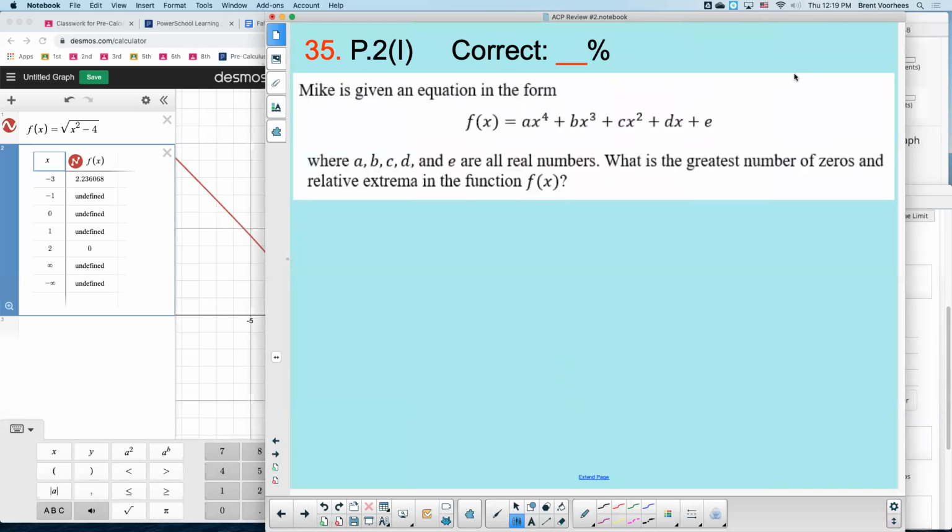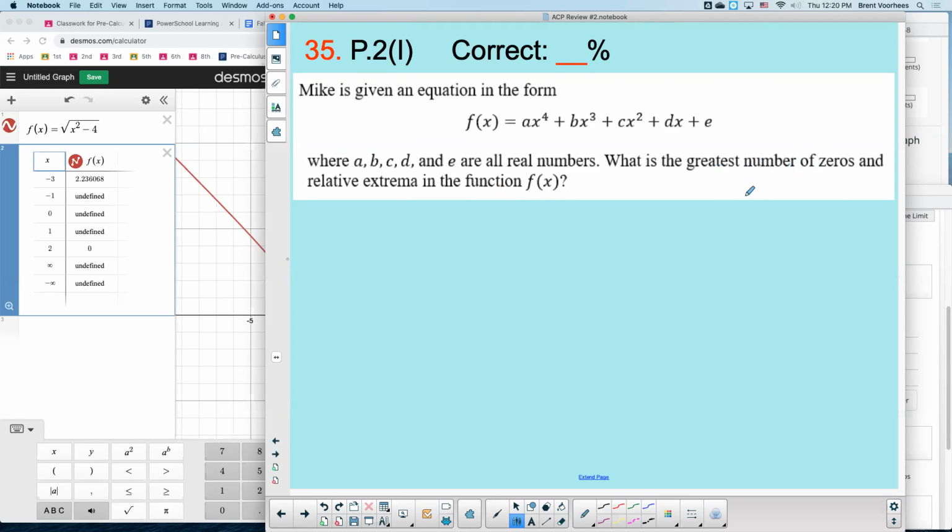Yeah, here it is. Next problem. Mike is given an equation in this form, where all of these are real numbers. What are the greatest number of zeros and relative extrema in this function? So if you were paying attention to what I said, you'll have your answer right off the bat. It's 4. 4 for both zeros and extrema? 4 and 3. Good, Eric. Good job, both of y'all.